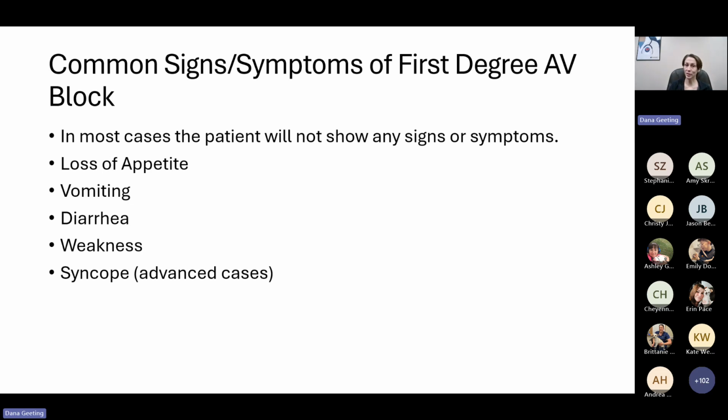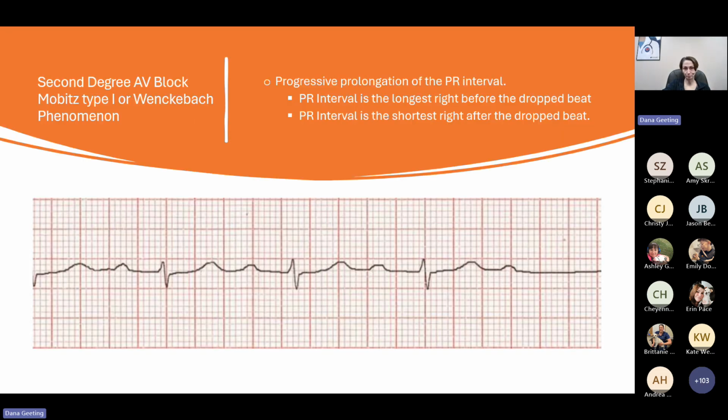Some common signs and symptoms of a first degree AV block. In most cases, patients will not show any signs or symptoms, but you could see a loss of appetite, vomiting, diarrhea. They would become weak, or in advanced cases, they would be syncopal or collapse and lose consciousness.